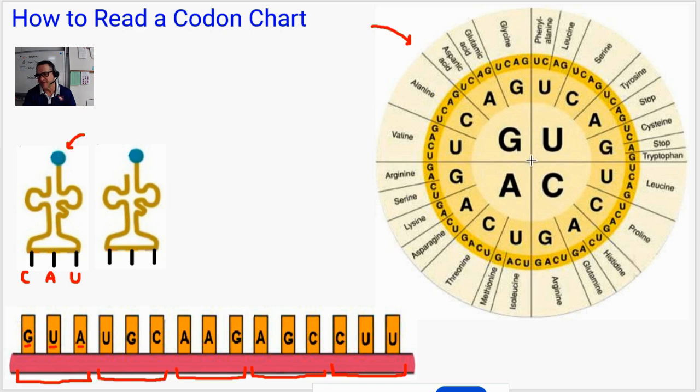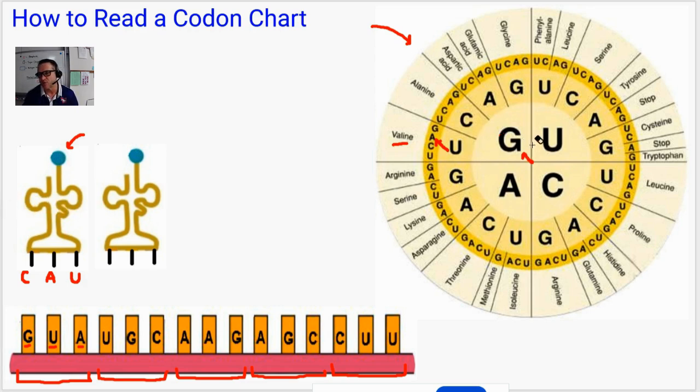You always start in the very middle, right here. And then the first base is a G, so I go this way to the G. Now I know it's in this region right here, so I know it's going to be in here somewhere. The next one's a U, so I go from the G to the U. Boom. And the last base is an A, so I go from here to the A. Valine. So I know that amino acid right there is valine.